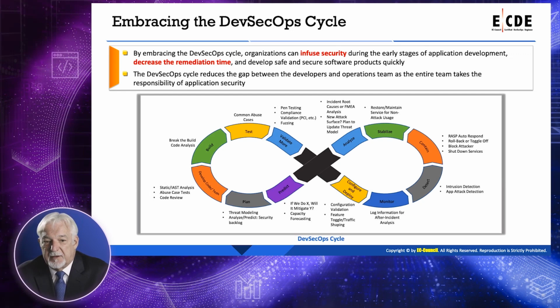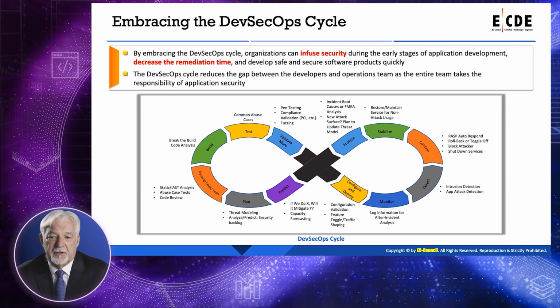We implement the IAST analysis of use case tests and code reviews. We break the build and do some code analysis, see what happens. We do common abuse cases. We look at pen testing, compliance validation, PCI, etc., and fuzzing. Fuzzing is where you take a user interface or something in an application and put in a wide range of junk, trying to break it by overloading it with junk.